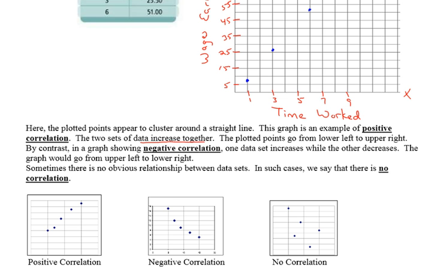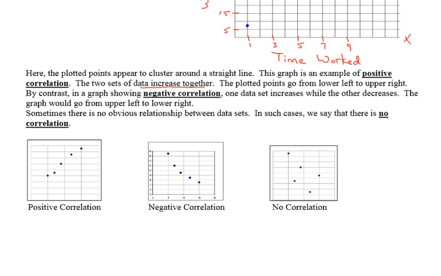By contrast, in a graph showing a negative correlation, one data set increases while the other one decreases. So as my independent variable is increasing, my dependent variable is decreasing. I'd have a graph going from the upper left-hand corner of the graph to the lower right. Sometimes in a scatter plot, you're not going to see any relationship between the variables. And if there's no relationship in the variables, we're going to say that that's no correlation.